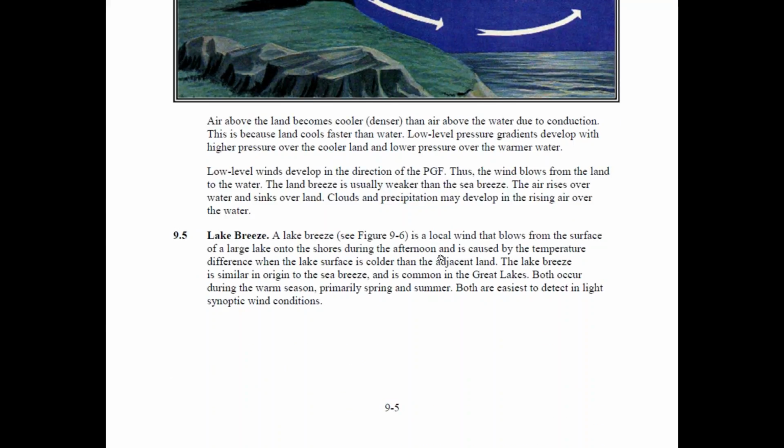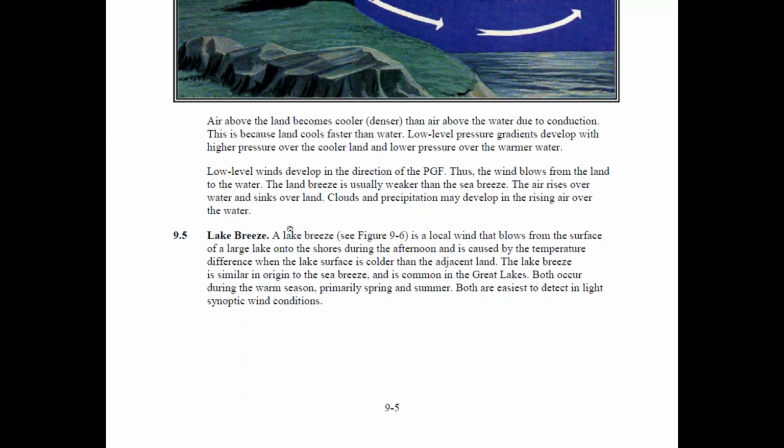Lake breeze is a local wind that blows from the surface of a large lake onto the shores during the afternoon and is caused by the temperature difference when the lake surface is colder than the adjacent land. The lake breeze is similar in origin to the sea breeze and is common in the Great Lakes. Both occur during the warm season, primarily spring and summer. Both are easiest to detect in light synoptic wind conditions. So yeah, this is the same exact philosophy as a sea breeze. It's just a large body of water like the Great Lakes.